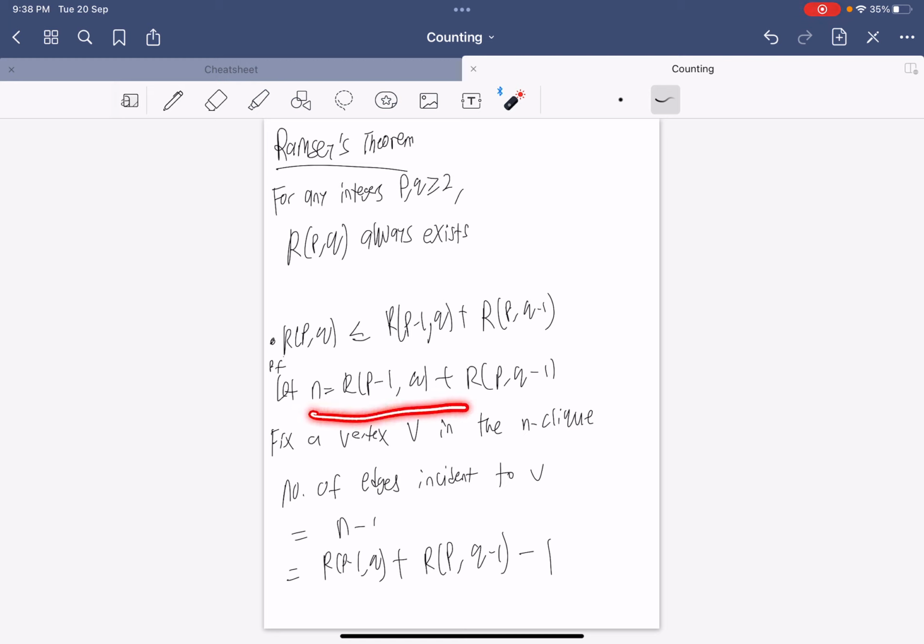So we let n equal this number and consider this n clique. We fix a vertex V inside this n clique. So for example, this is the vertex V. The number of edges incident to V will be n minus 1, because there are n minus 1 other vertices, and each will have an edge connecting it to V. And so the total number of edges incident to V now will be R(P-1,Q) plus R(P,Q-1) minus 1.